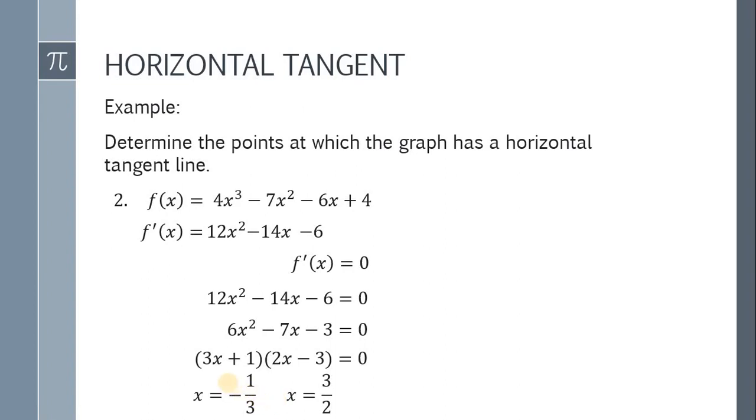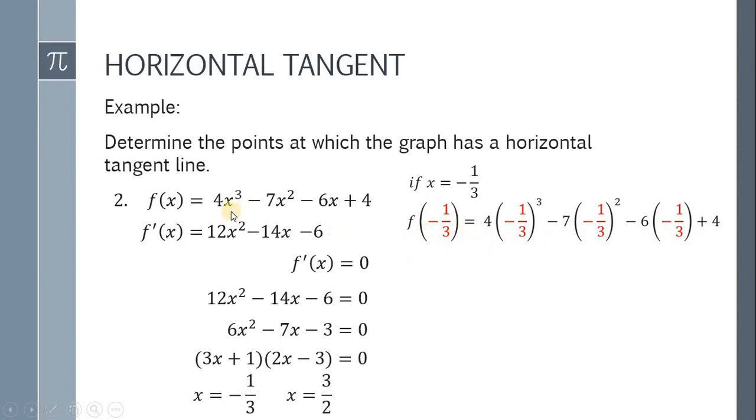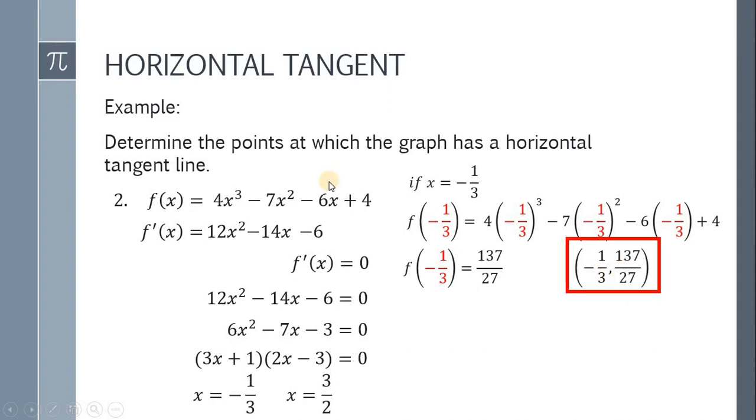So, paano gagawin yun? Ipapalit natin yung x dun sa ating original function. I-evaluate lang natin siya. Okay, so if x is equal to negative 1/3, so we have f of negative 1/3 is equal to 4 times negative 1/3 raised to 3 minus 7 multiplied by negative 1/3 squared minus 6 multiplied by negative 1/3 plus 4. Now, simplify, we have f of negative 1/3 is equivalent to 137 over 27. Therefore, yung ating point must be negative 1/3, 137 over 27.